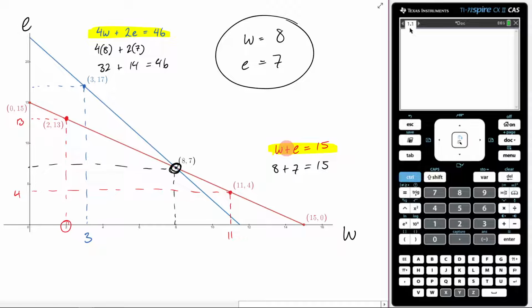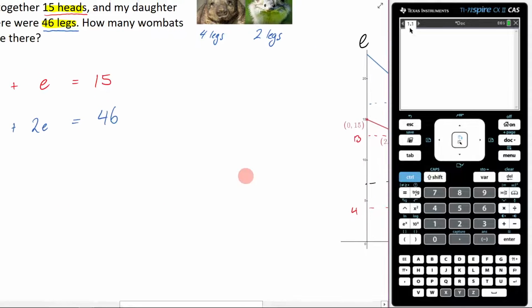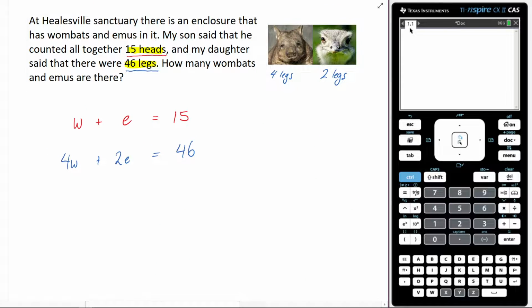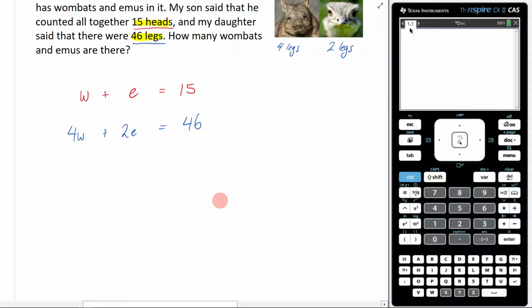Now, we don't want to do it graphically. What we want to do is to solve it with matrices. So now we're going to talk about how we're going to solve this with matrices. Okay, so what are we going to do here? Well, let's begin by creating some matrices here.